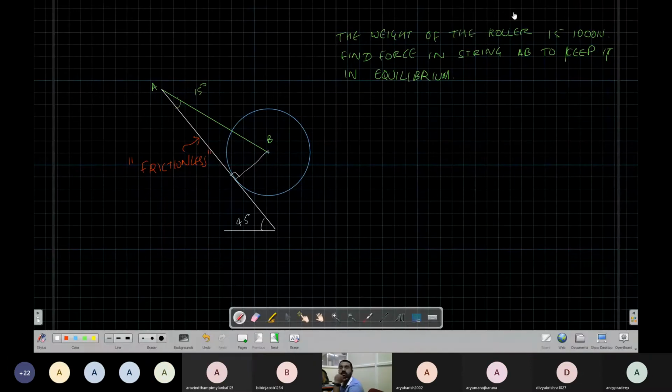So try to draw the free body diagram first. The most important thing is the free body diagram and the angles, and half of the problem is done. Half of the problem will be solved. So think how we can solve this.